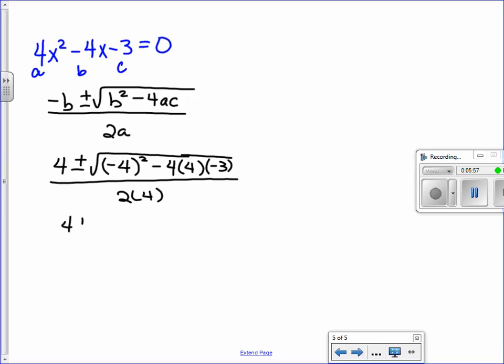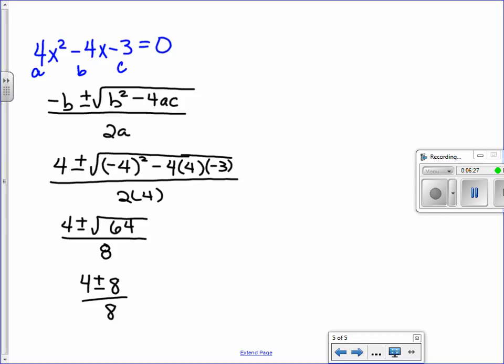What is the discriminant? 64, all over 8. Does 64 have a square root? Can I just cancel those 8's right there? No, you cannot cancel through addition or subtraction.